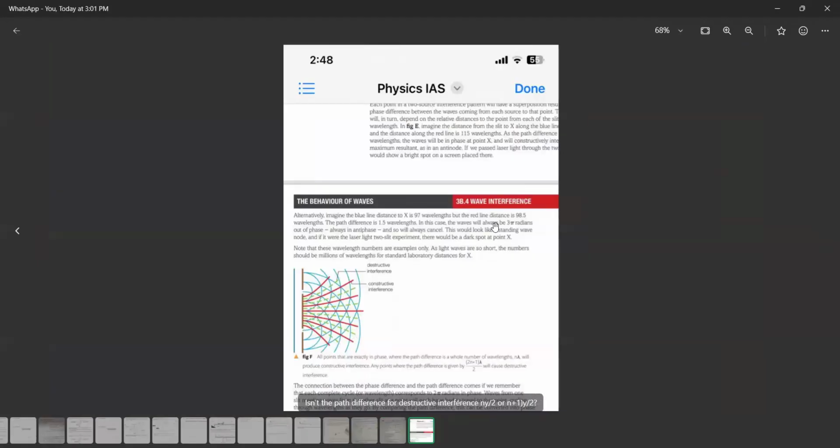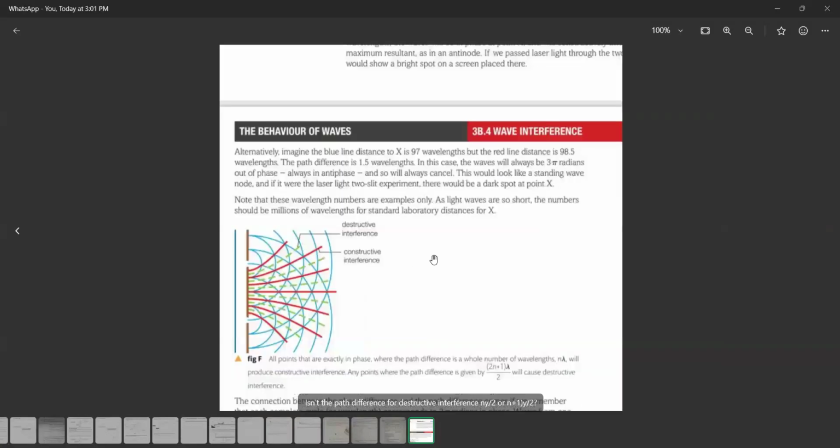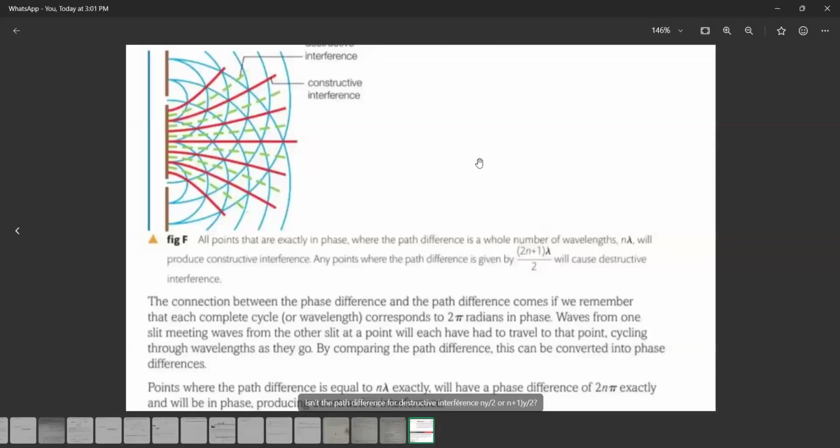Isn't the path difference for destructive n plus lambda by 2? No, the path difference for destructive is n plus half. For any point, the path difference given by 2n plus 1 by 2 lambda will cause destructive interference.